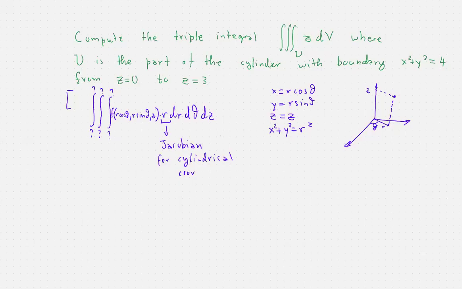And let's work out our example now. So in our example, we have a part of a cylinder that has radius 2. The cylinder is parallel to the z-axis, and it goes from z equals 0 to z equals 3.